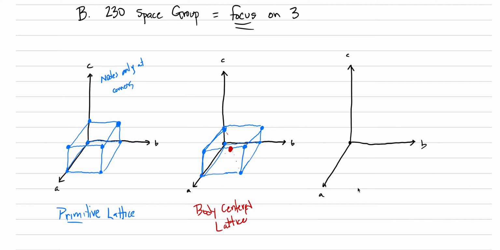And then lastly, there's one that's called face-centered. And you can probably guess where the nodes are additionally going to go, but we need to draw our shape first. So let's go ahead and put in our primitive, and then we will complicate it from there.